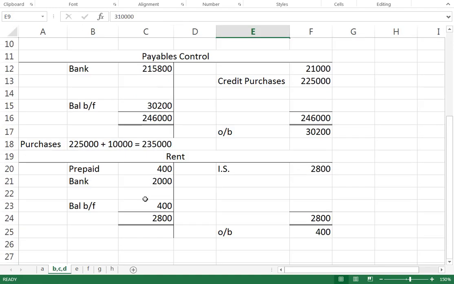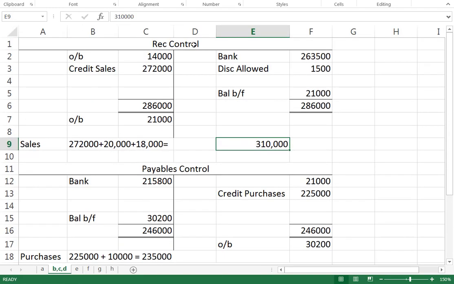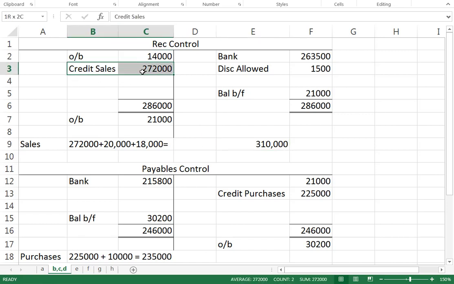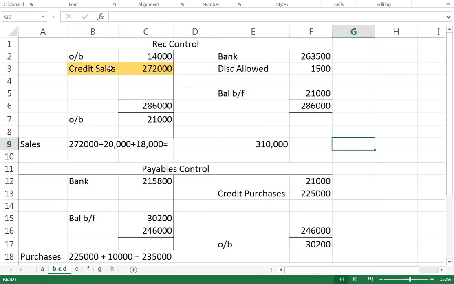And typically that is where you put in all of the numbers, like in our receivables control and payables control. You put in the numbers you have, and the number that you need is the number that you don't have. Okay, so you put in everything, and the number that's left in receivables control, the credit sales amount, is the piece that you didn't have.